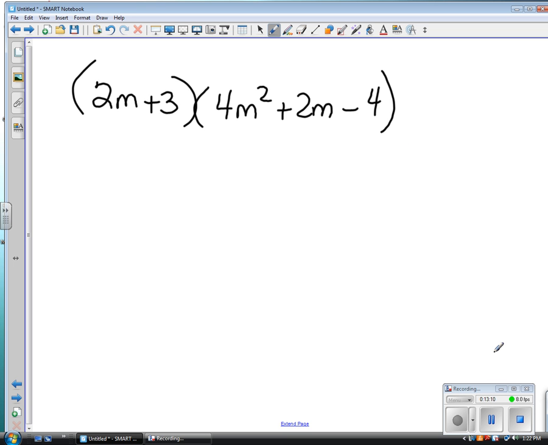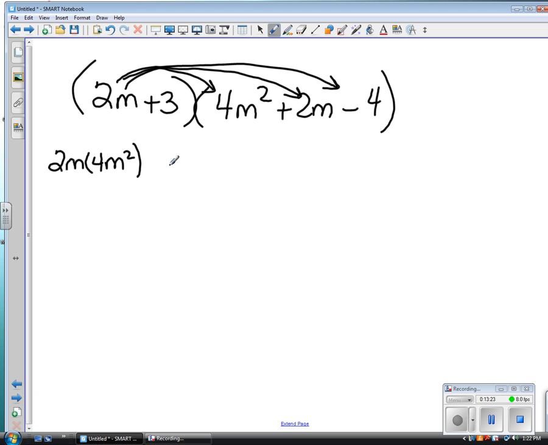You're going to use the same method. It's still the distributive method. So 2m gets multiplied by everything. As I expand it, it's going to be 2m times 4m squared plus 2m times 2m plus 2m times negative 4. Did everybody see where that negative 4 came from? Because of the subtract in front of the 4 forced it to be a negative 4.